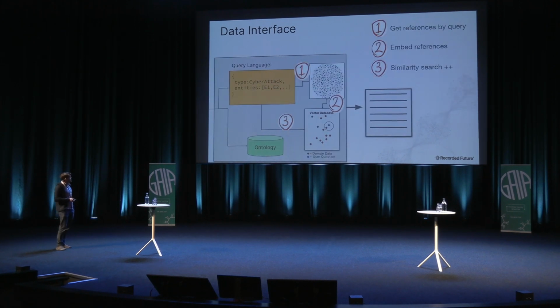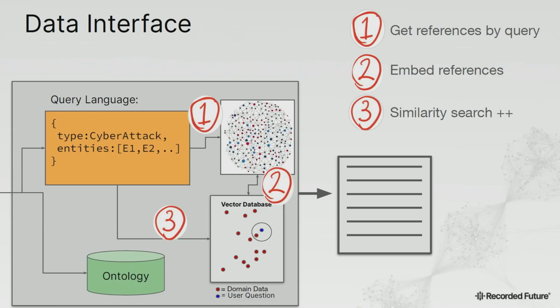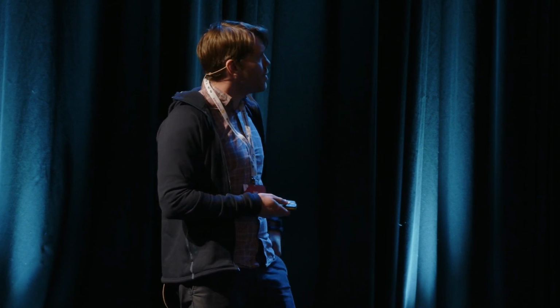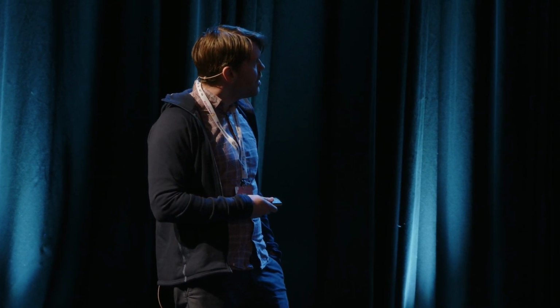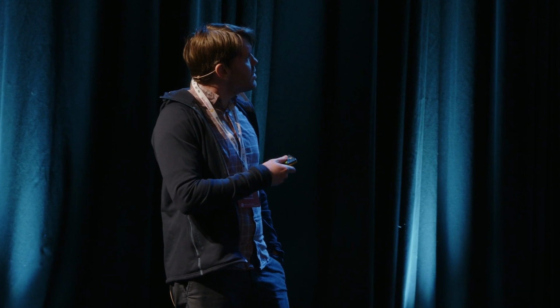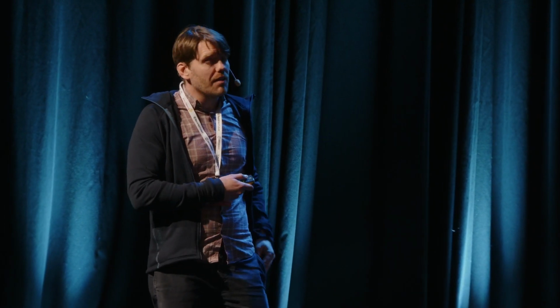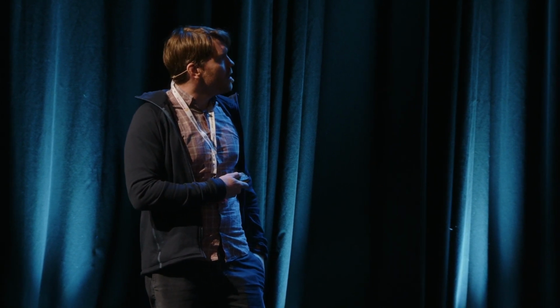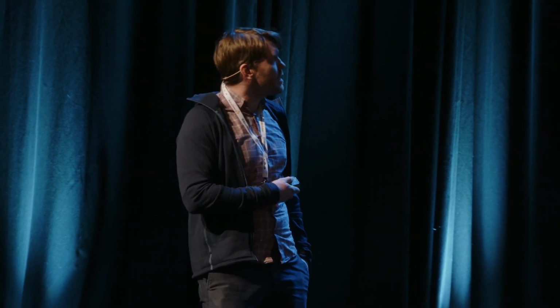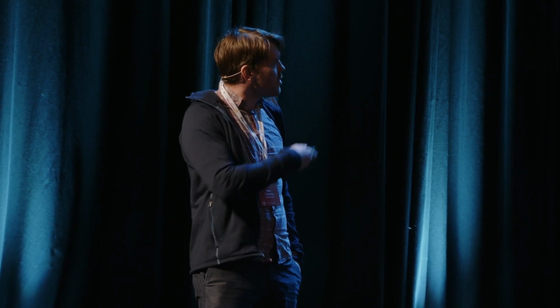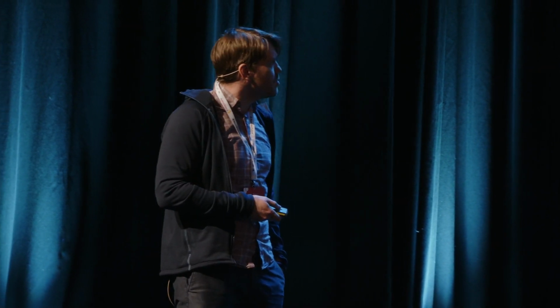So just to summarize: for 1, we get the references by this query, we embed the references, and then we have some similarity search plus plus, in which we get the actual references, or the data, that we want to put in the prompt. And while this looks quite simple and two-dimensional, in fact we have a few of these vector databases that we query in this logic. So it's not as simple as it looks here.